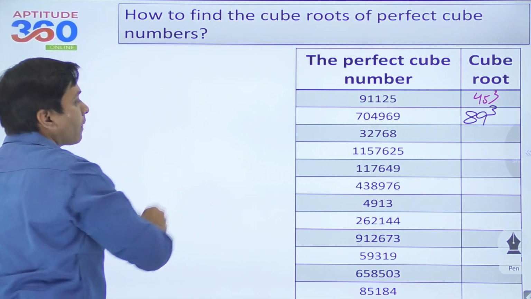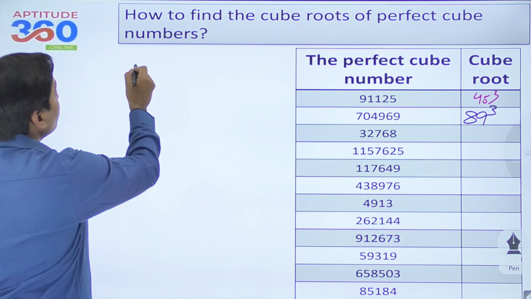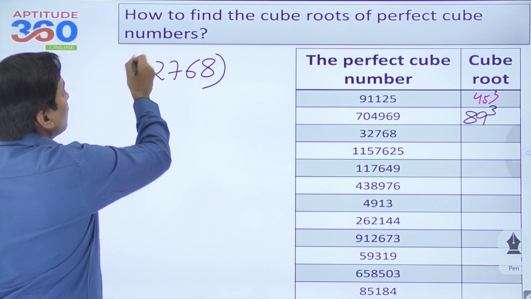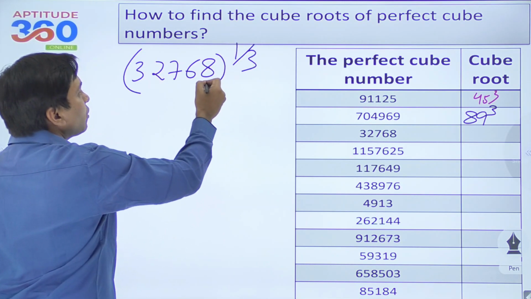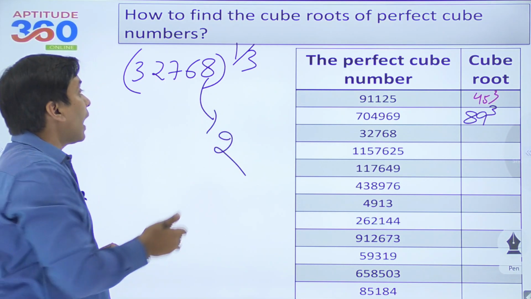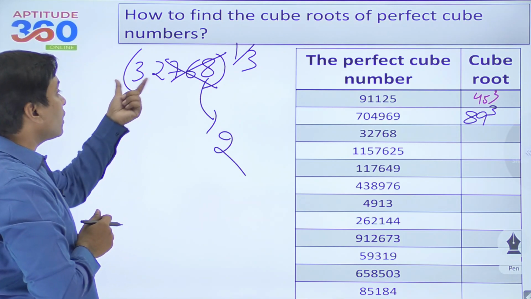Now, what if I need to find out the cube root of 32768? What is it that we learned? If it ends in 8, it has to be 2. And then you discard the last 3 numbers, and you're left with 32.